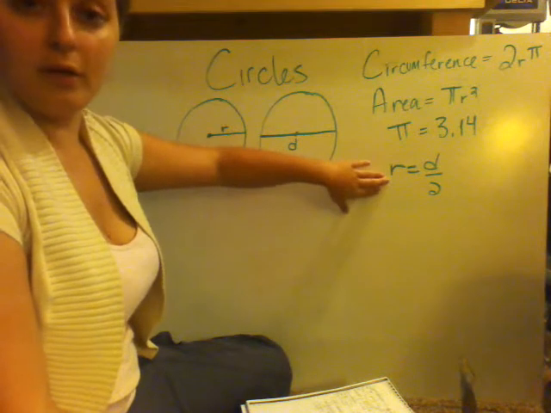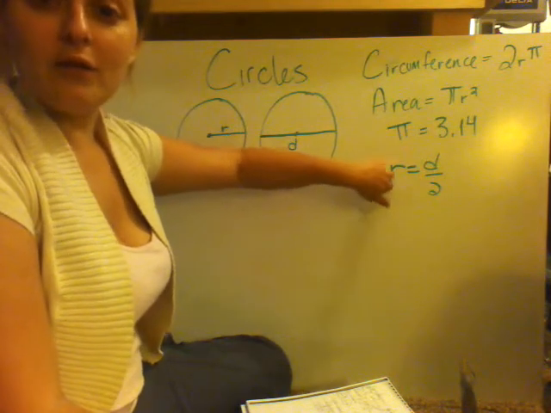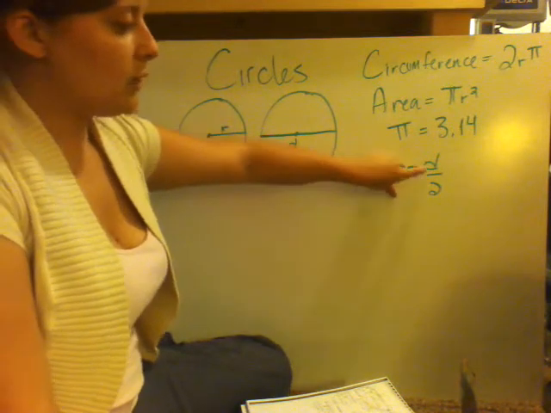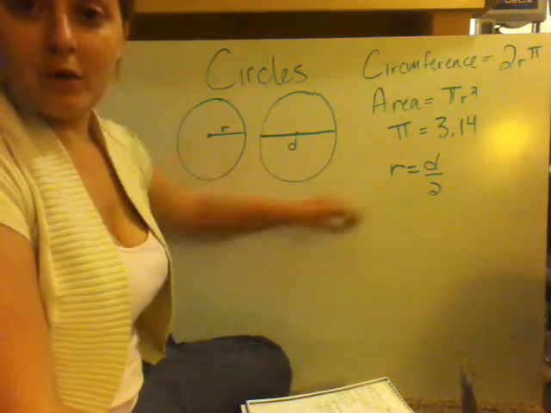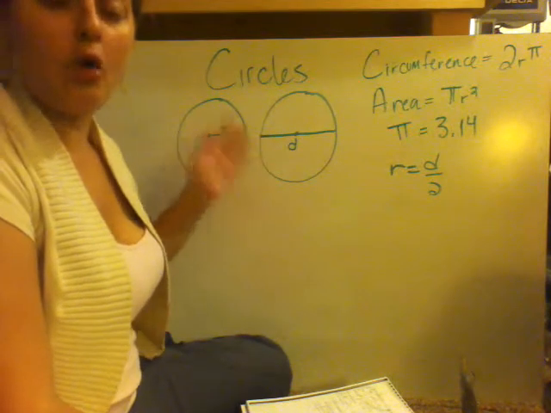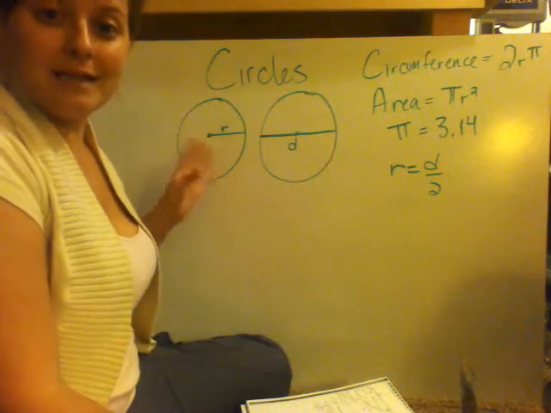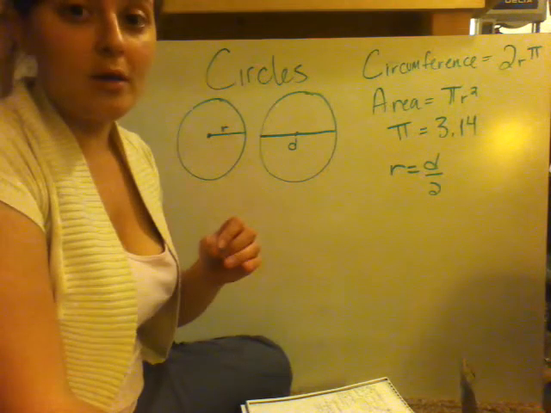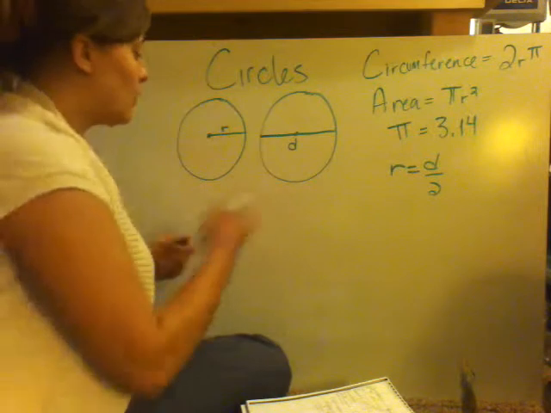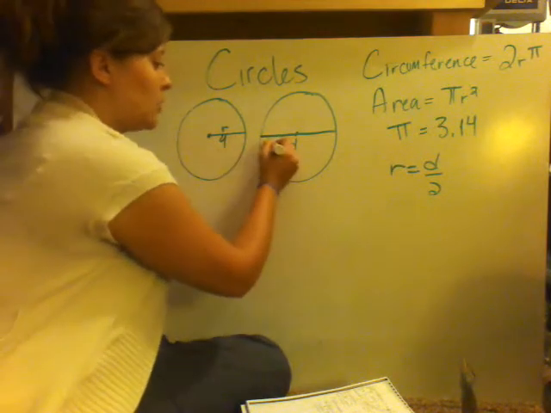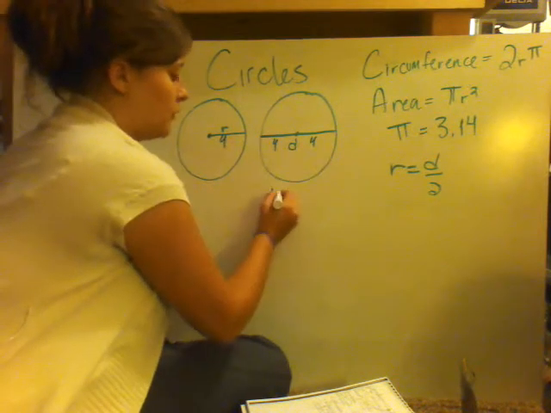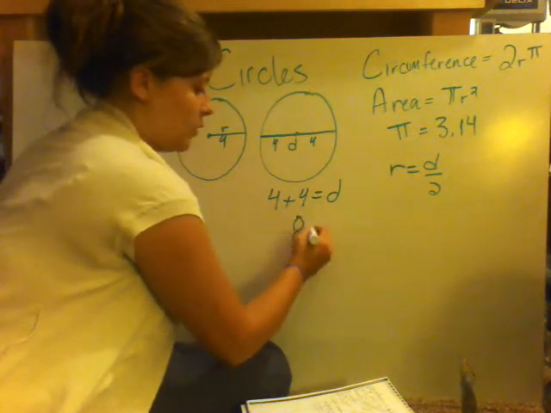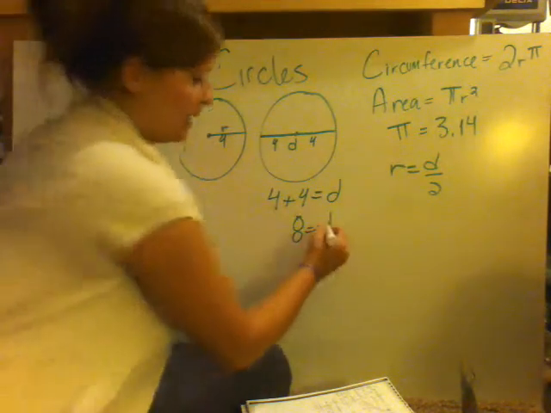Now I have a little formula over here. Whenever I give you the radius or whenever I give you the diameter, you can find which one you need. The radius is 1/2 the diameter. So whatever the diameter is, the radius is always half of it. Whatever the radius is, the diameter is always twice it. And when I say twice, I don't mean squared, but I mean added. So if the radius is 4, then the diameter is going to be 4 and 4. So 4 plus 4 equals the diameter. So the diameter would equal 8. Okay? And again, that's diameter.